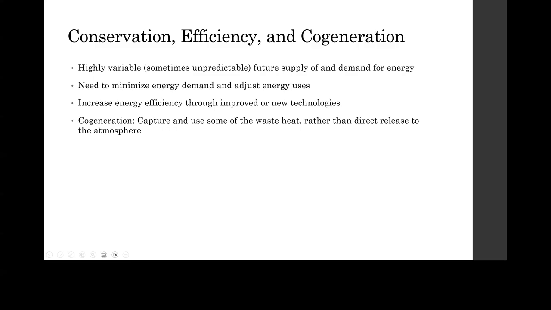Basically, it's a number of processes that can capture and use some of the waste heat produced by power generation and industrial operations, rather than simply releasing it into the atmosphere or into water, where it can cause thermal pollution. These three concepts, conservation, increased efficiency, and cogeneration, sometimes can interrelate. For example, if we produce electricity at large coal-burning power stations, a lot of heat may be emitted into the atmosphere, and we want to reuse and recycle it. So if we can increase energy efficiency, we can do cogeneration. So they're sort of related.